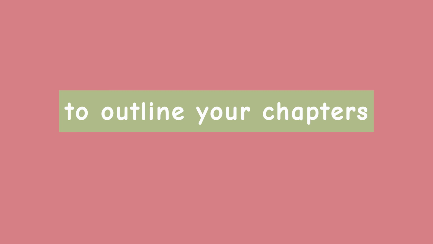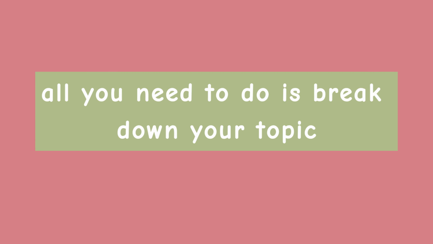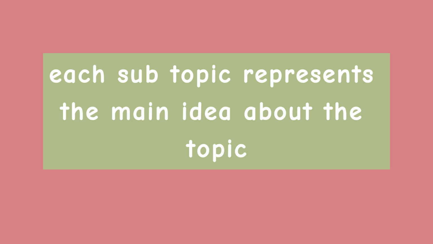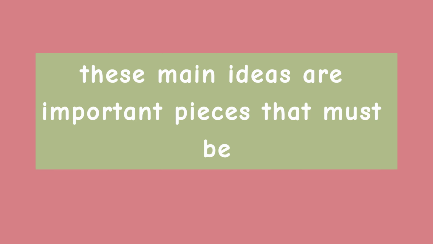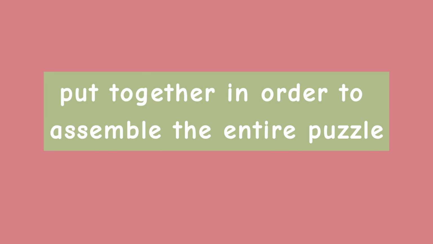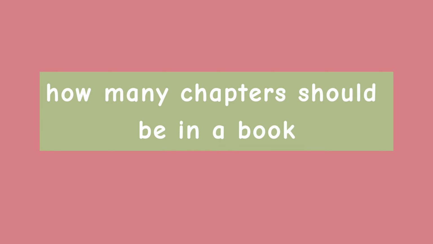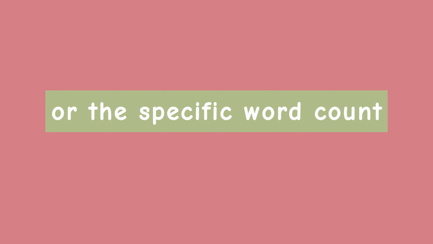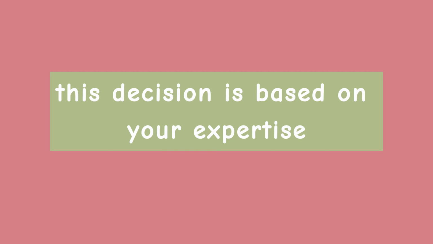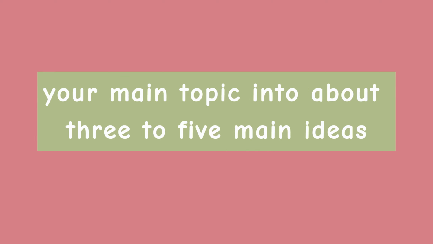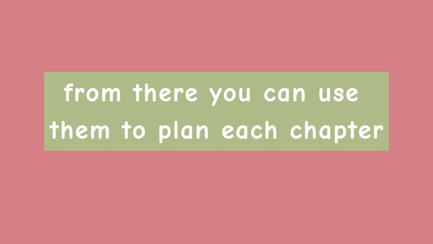To outline your chapters, all you need to do is break down your topic into subtopics. Each subtopic represents the main idea about the topic. These main ideas are important pieces that must be put together in order to assemble the entire puzzle. There are no specific rules or guidelines on how many chapters should be in a book or the specific word count. This decision is based on your expertise and experience as a writer. A good rule of thumb is to break your main topic into about 3 to 5 main ideas. From there, you can use them to plan each chapter.